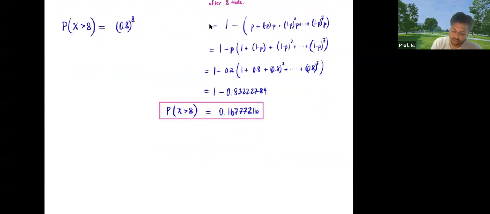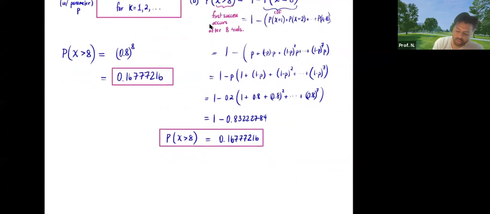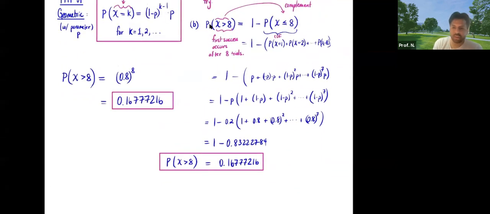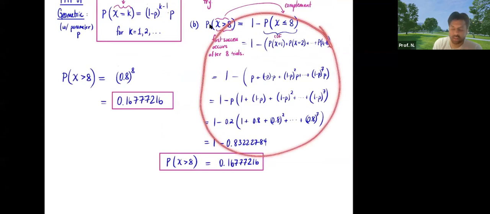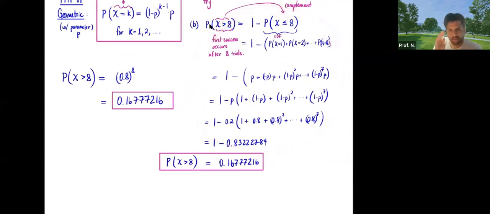Do you guys see that? If you do 0.8 to the 8th power, you would get exactly 0.167777216. You get the same thing, but look how much less computation it is than doing all of this. This is the more straightforward, direct way, right? This is a direct line of reasoning, utilizing the PDF or the PMF of a geometric random variable. But this is more thinking about what the event you're finding the probability of is.